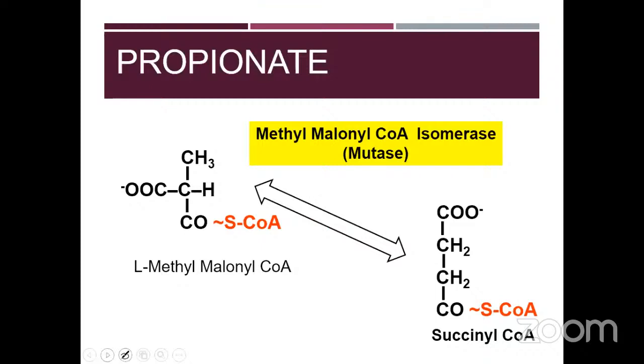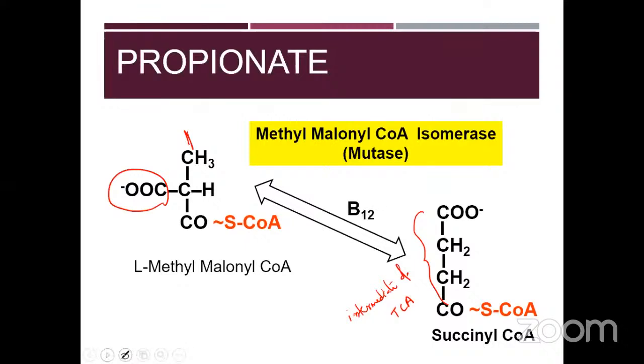And by the mutase reaction, it can be converted to succinyl CoA, which means the COO can be attached to here to form succinyl CoA. That 4-carbon compound is called succinyl CoA. You know that this is an intermediate of TCA, right? Succinyl CoA is an intermediate of the TCA cycle.